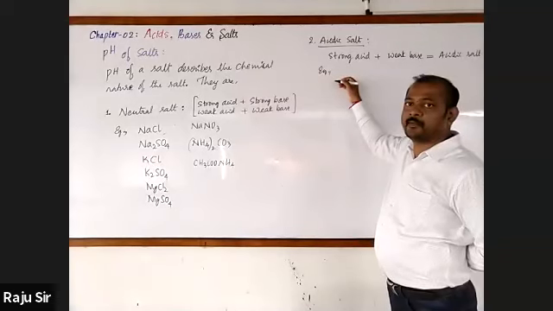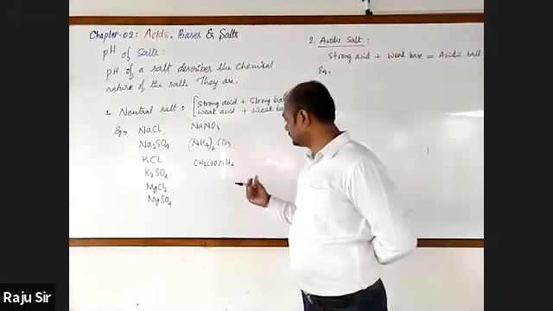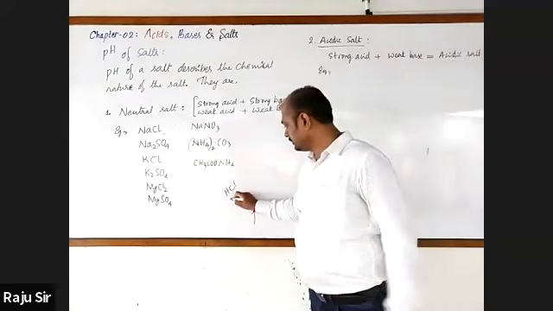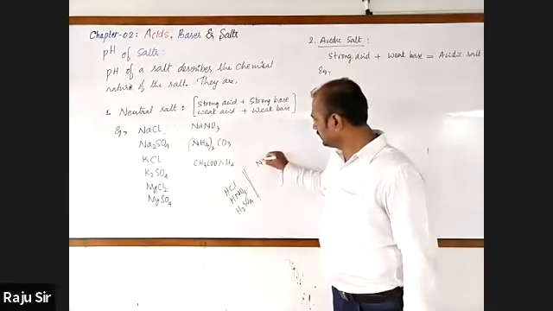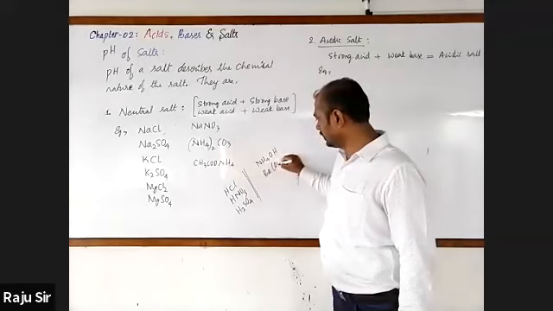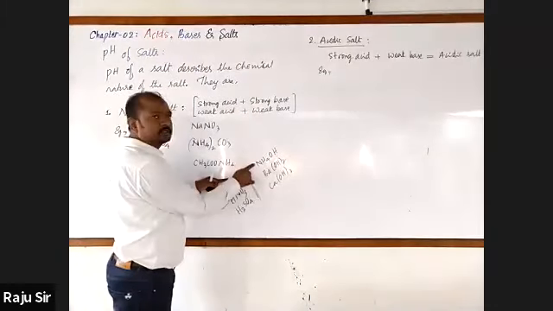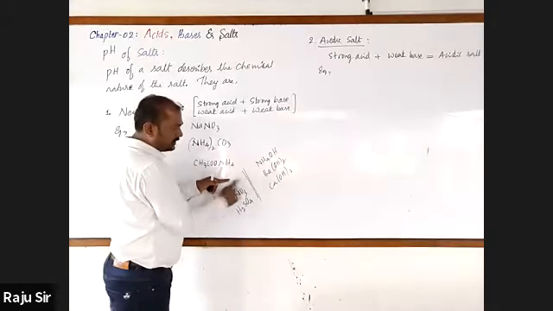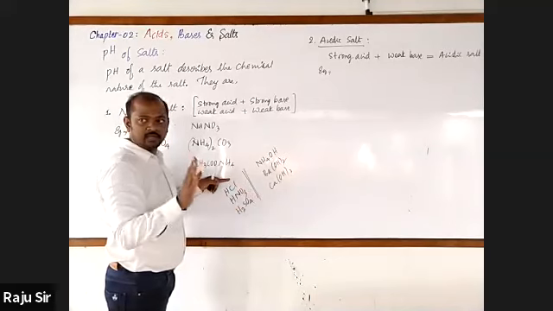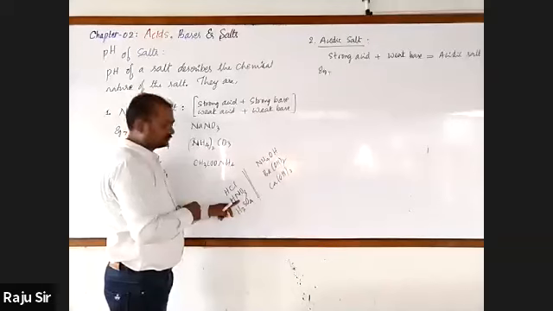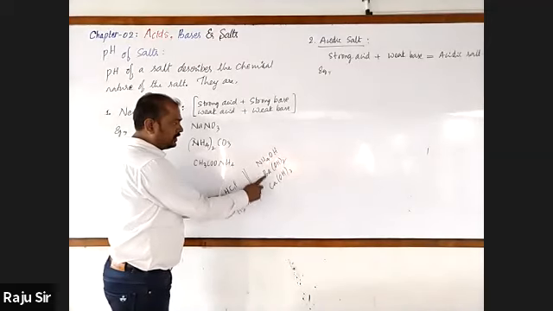Ammonium chloride. Strong acids: HCl, HNO3, H2SO4. Weak bases: NH4OH, Ba(OH)2, Ca(OH)2. The salt formed from HCl and NH4OH is NH4Cl. HCl and Ba(OH)2 give barium chloride. HCl and Ca(OH)2 give calcium chloride. HNO3 and NH4OH give ammonium nitrate. Then barium nitrate and calcium nitrate.